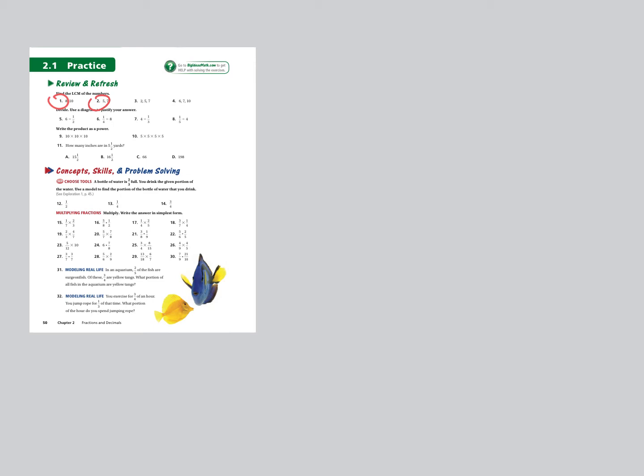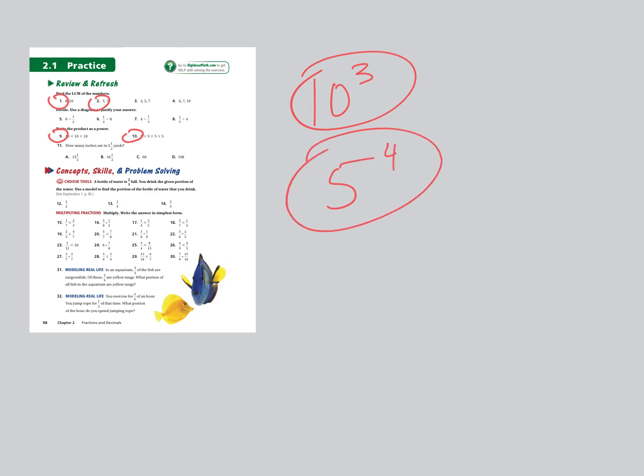All right, number 9 and 10. So 9 is 10 times 10 times 10. So that's going to be 10 to the power of 3 for number 9. Number 10 has 5 written 4 times. So there's the answer to number 10, 5 to the power of 4.